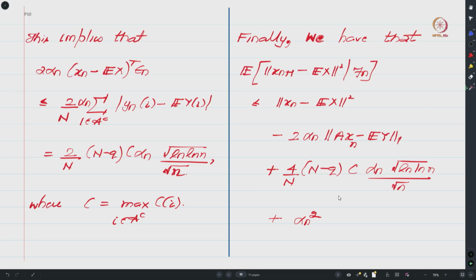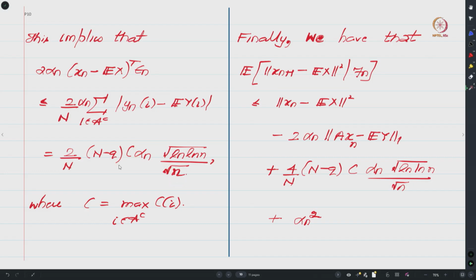Right, and one can then show that 2 times alpha n xn minus expected value of x transpose epsilon n, if you remember we had shown it to be 2 over n alpha n times this summation, and now using the law of iterated logarithm we have shown that this quantity over here is upper bounded by some constant times square root of log n by square root n.